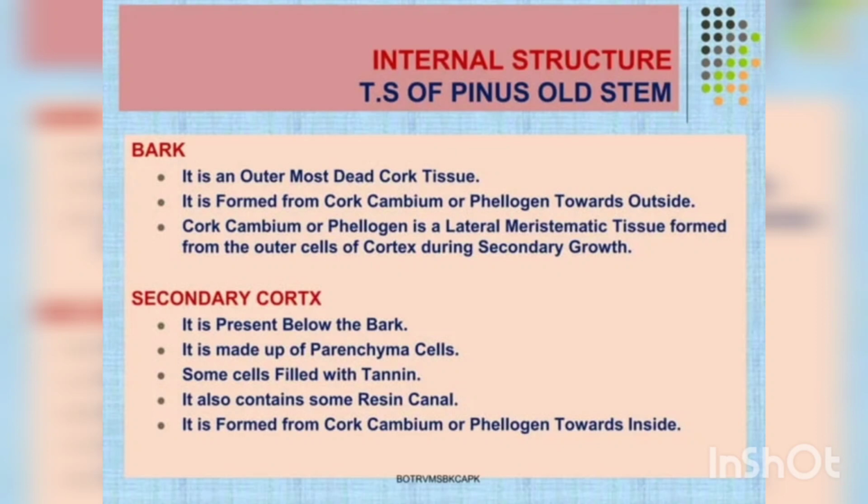Now coming to the secondary cortex, which is present just below this bark, it is made up of parenchyma cells. Some cells are filled with tannin. It consists of resin canal cells also.